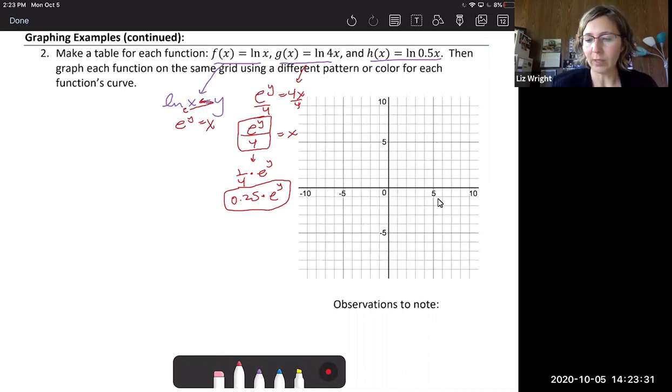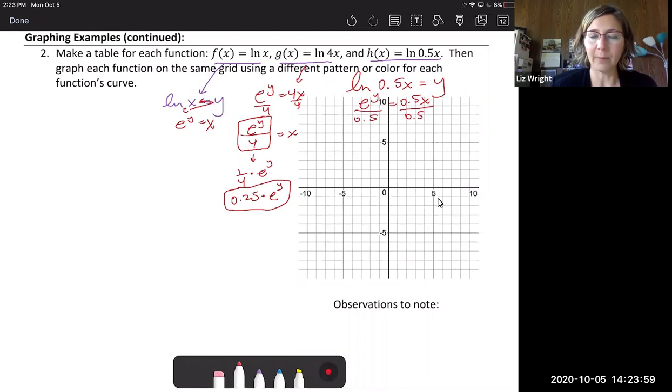Then for our last one, we've got natural log of 0.5x equals y. So it's going to be e to the y equals 0.5x. So I'm going to write right over my graph, and then I'm going to erase it. So we've got e to the y equals 0.5x. I'm going to divide by 0.5.